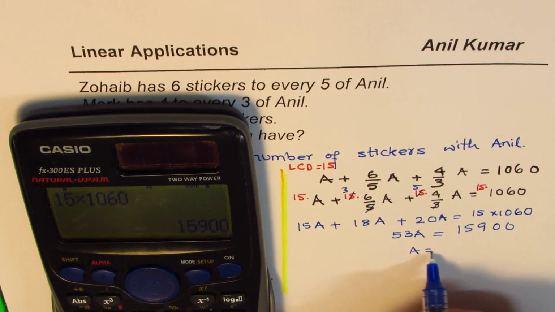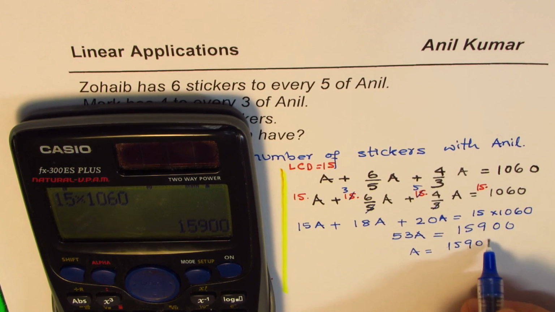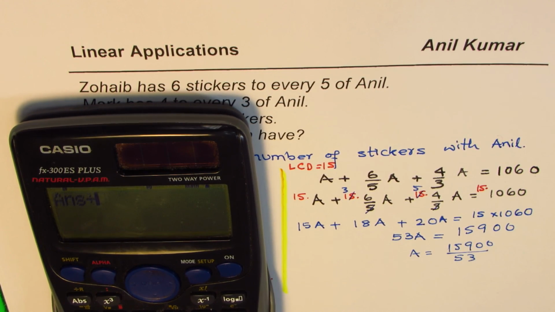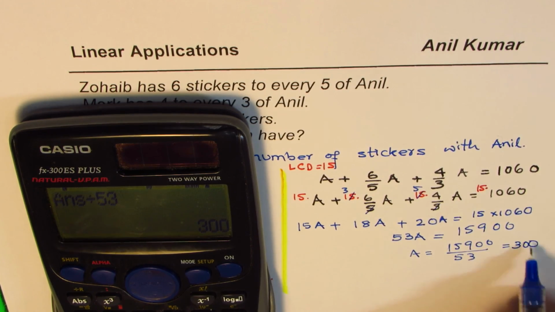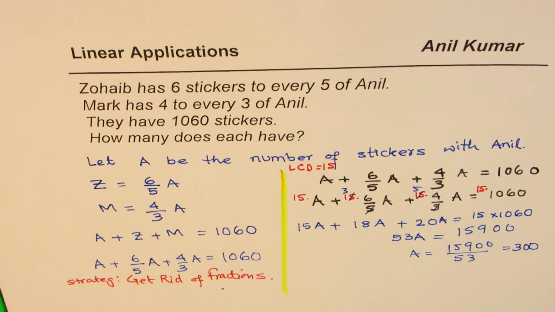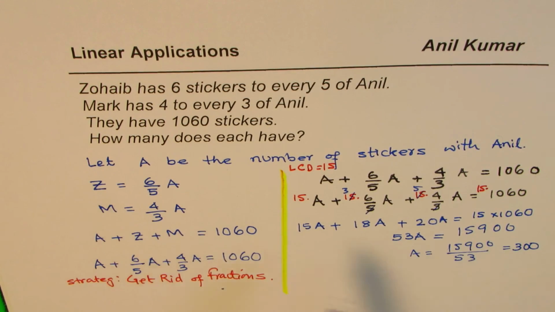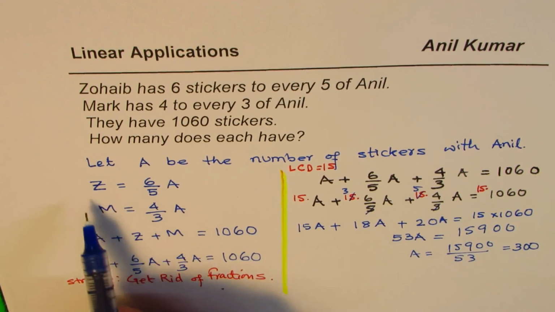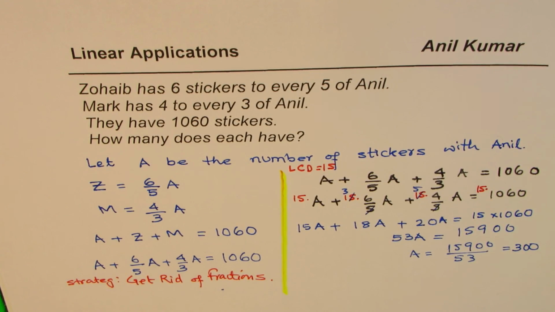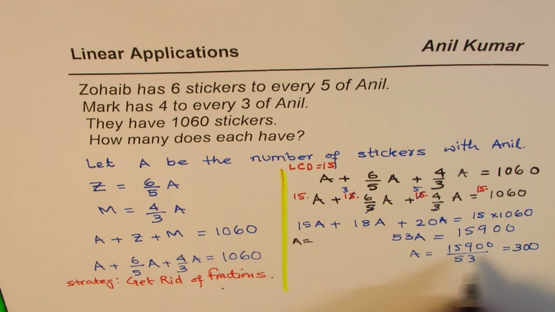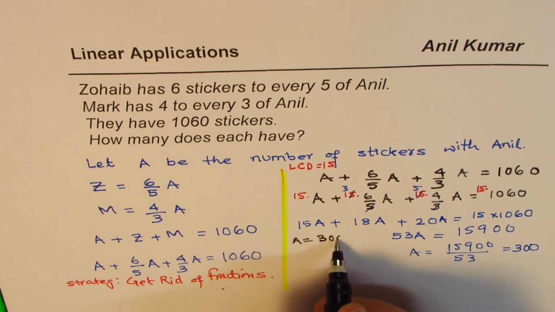So what is a equal to? 15900 divided by 53. So we'll divide this by 53. So we get the value of a, which is 300. So Anil has 300 stickers. Now if Anil has 300 stickers, we know what will be the number of stickers with the rest, right? So it's kind of clear to you, I hope. So we can write down our answer here is that Anil has 300 stickers.